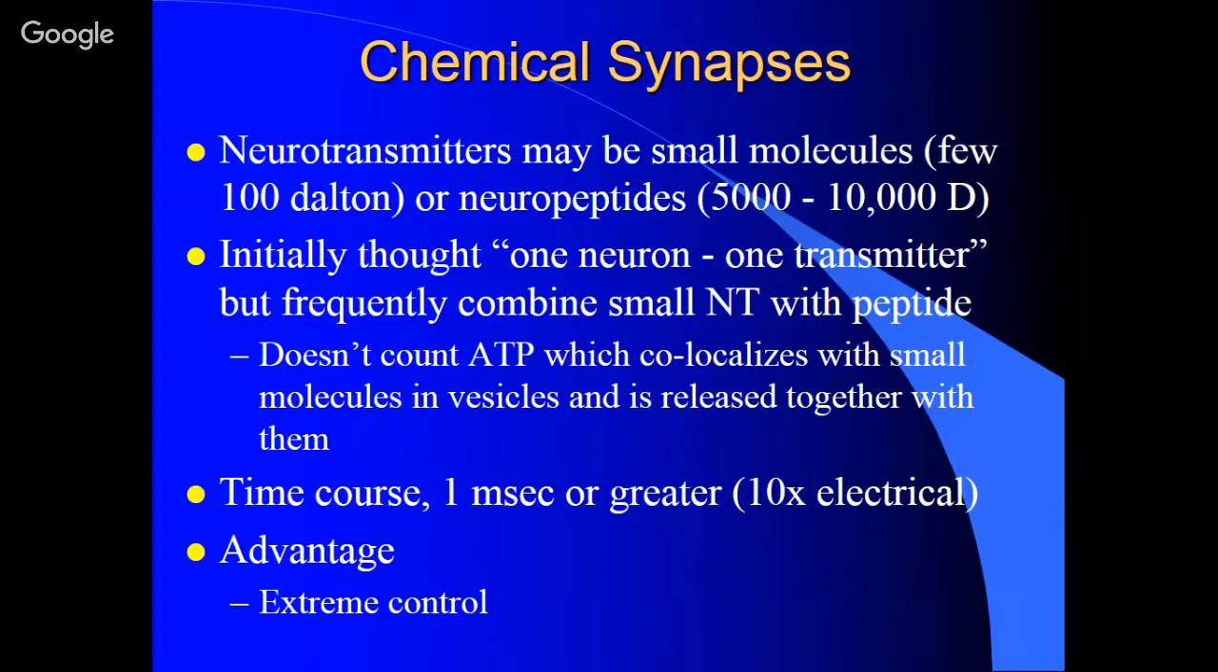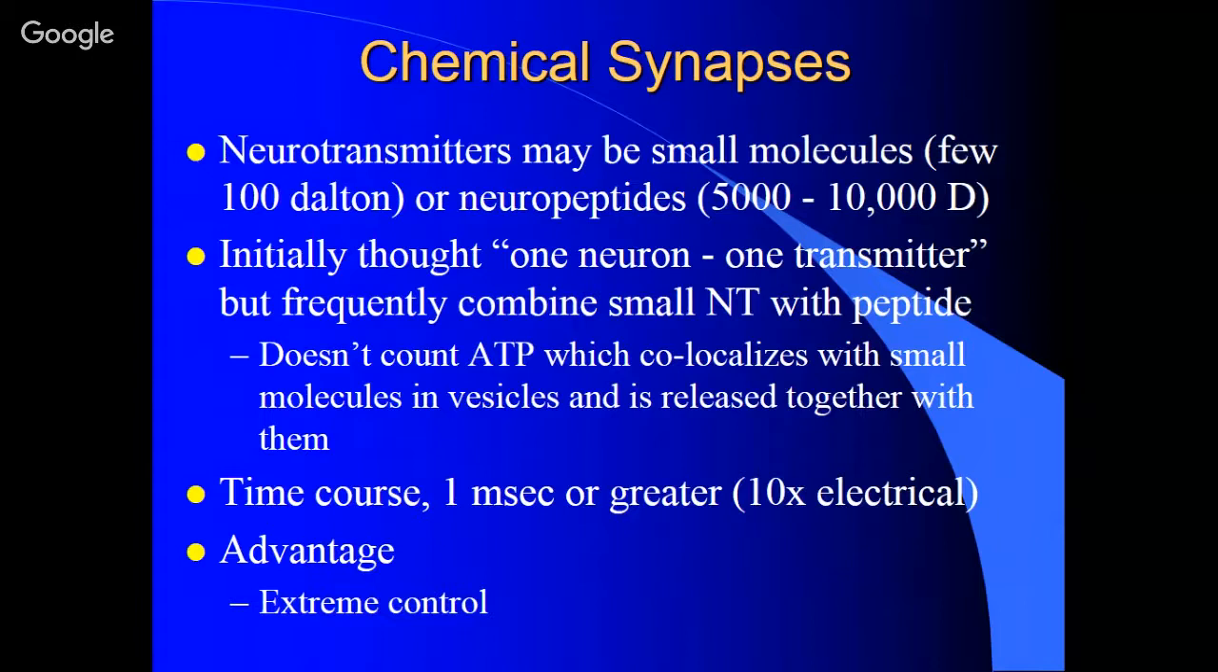Typically, neurotransmitters are small molecules. They are a few hundred Daltons in size. You know them, acetylcholine, glutamate, that sort of thing. We're not going to be talking about individual neurotransmitters today. But you can also have neuropeptides, which are in the 5 to 10,000 Dalton range. They're going to be handled very differently.